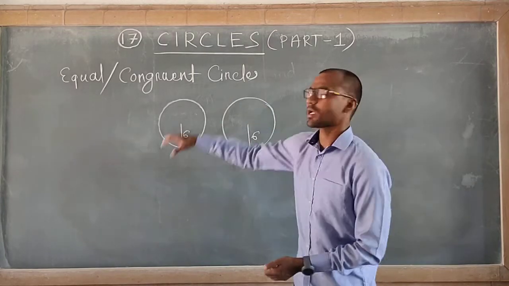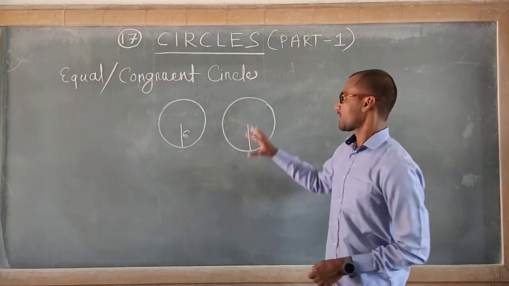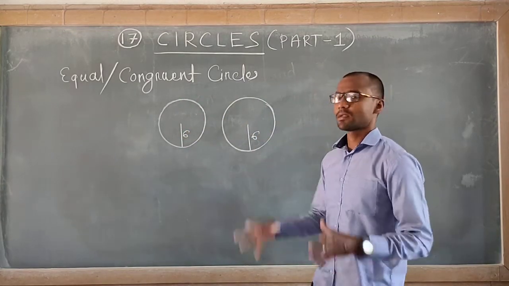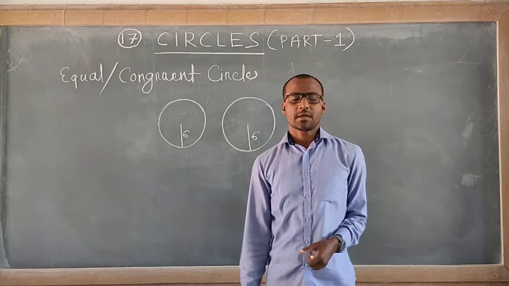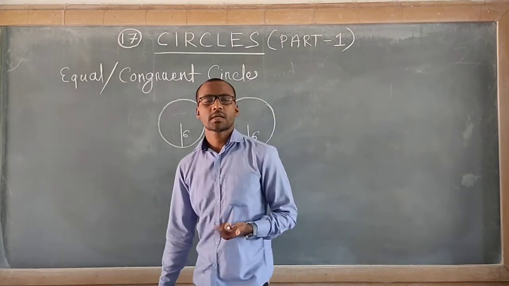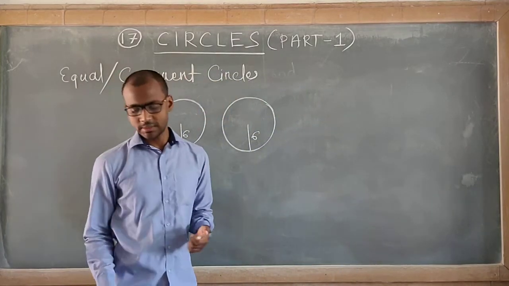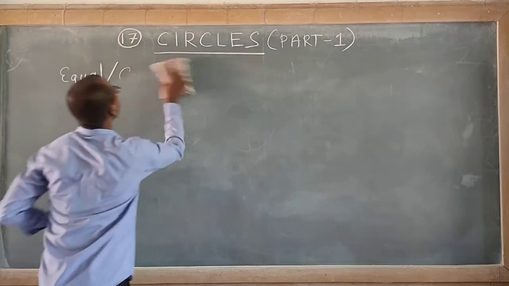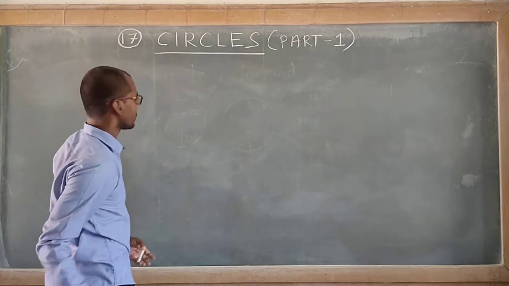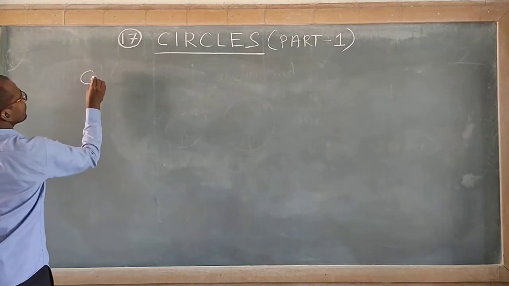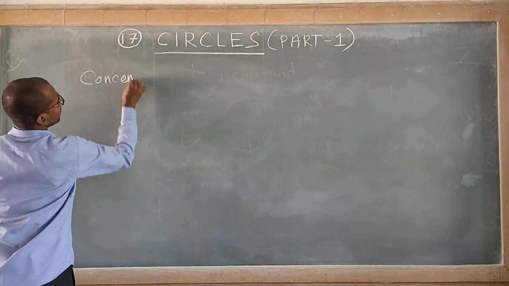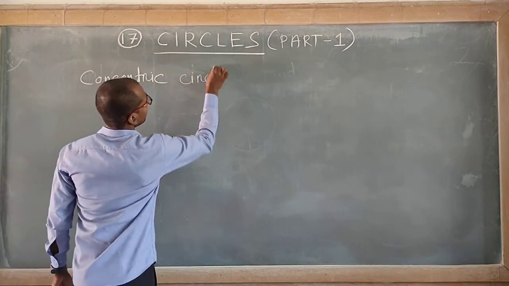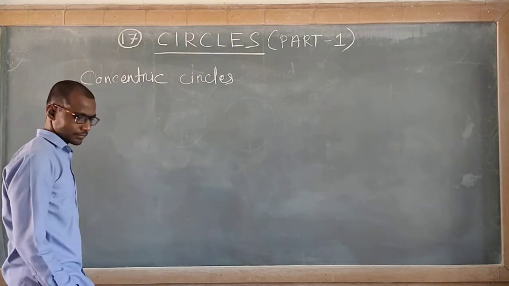If we place one above the other, they will coincide. If I place this circle over this circle or this circle over this circle, then their boundaries will coincide. So such circles are called equal or congruent circles. Next we have concentric circles.